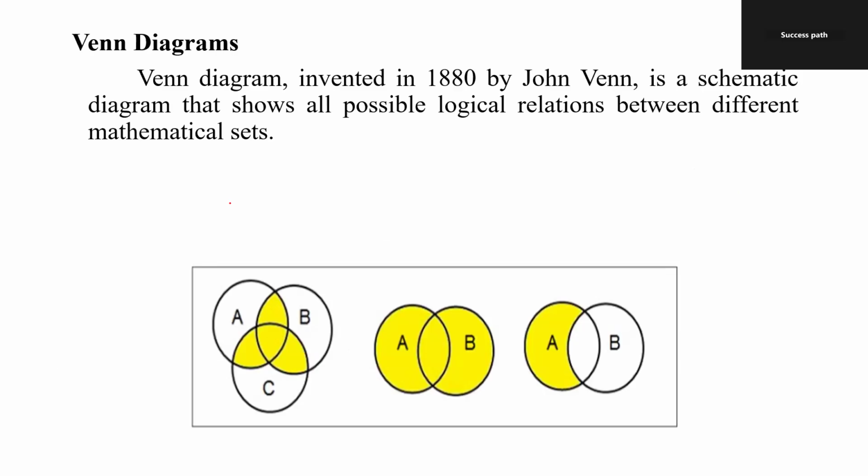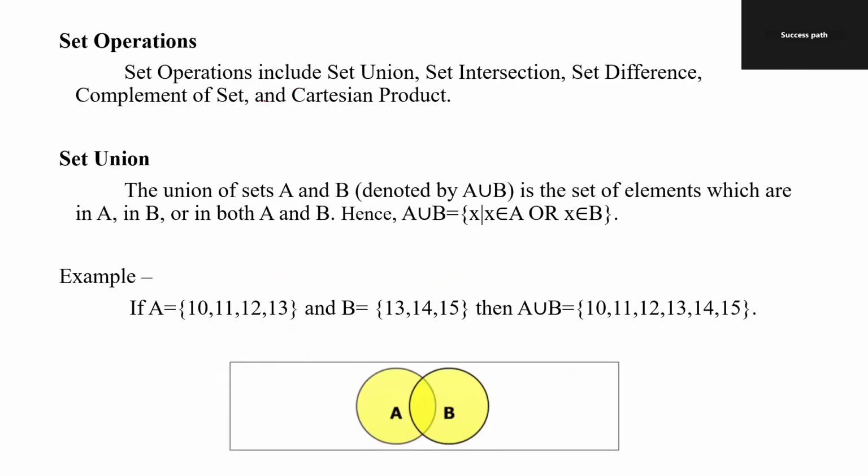Okay. So next, the types of sets we have seen. Next, the Venn diagram. Maybe through Venn diagrams they can also ask questions. That also we are going to see next class. The Venn diagram was invented in 1880 by John Venn, and we can draw it like this. Everyone knows the Venn diagram. For example, set operations: we have set union, set intersection, set difference, complement of a set, Cartesian product, like this.